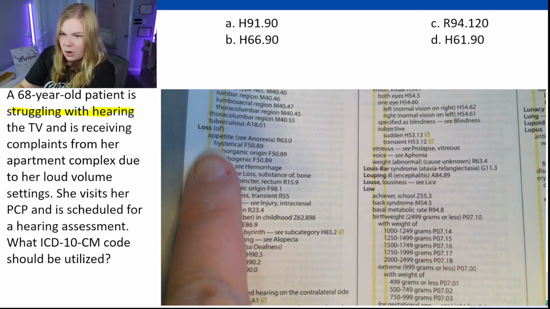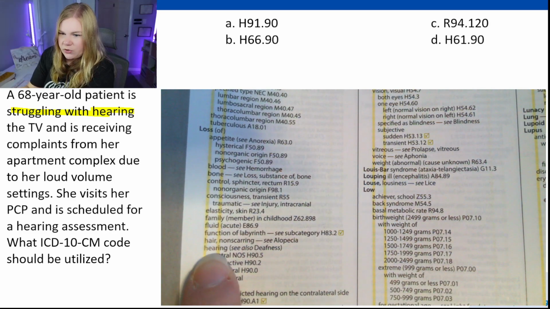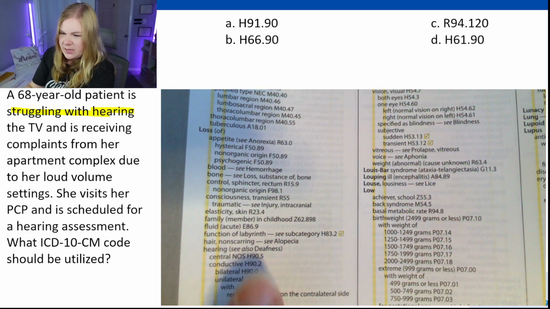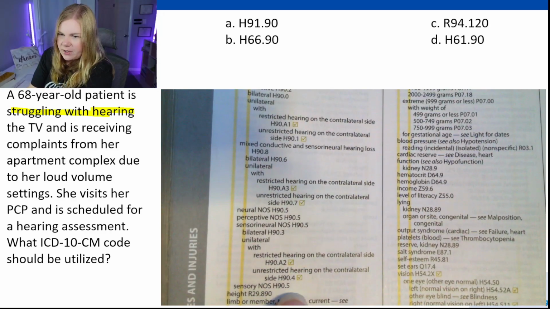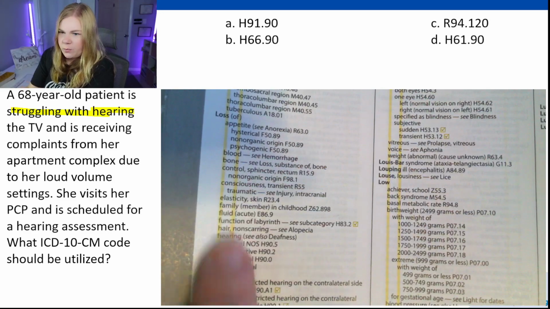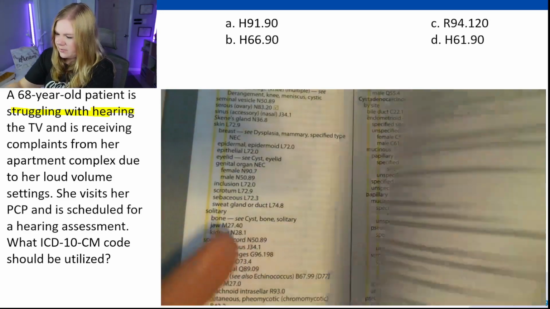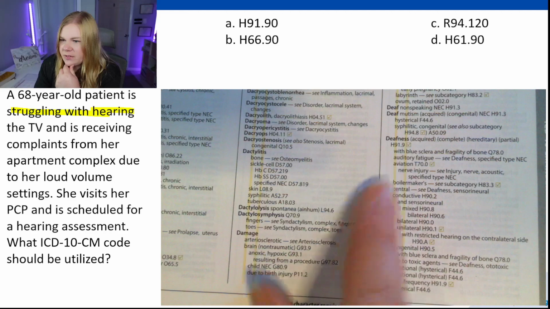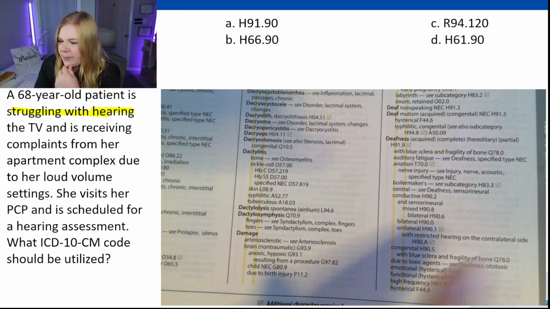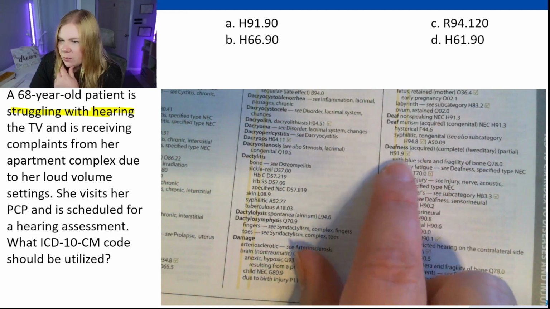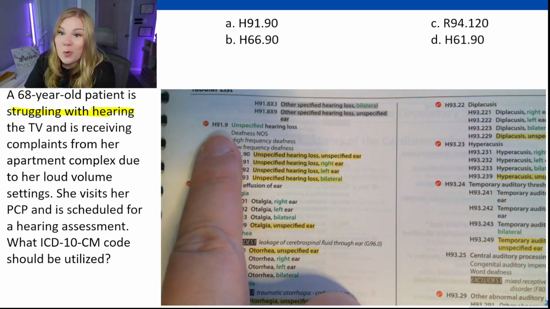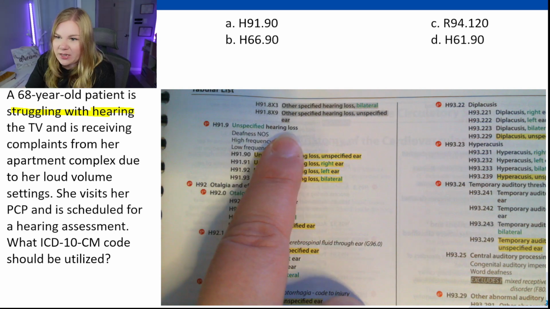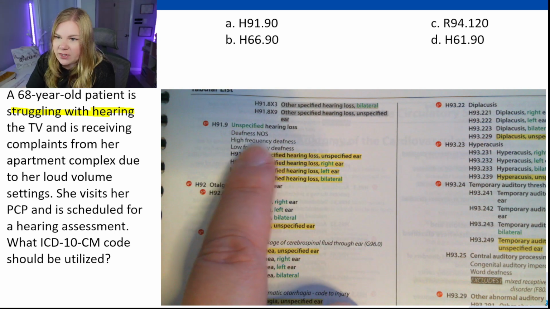So under loss and then our indentation hearing, it says see also deafness. It actually doesn't give us any kind of good unspecified code. So we're just going to go with what it says here, see also deafness. I scrolled through deafness and it doesn't have anything on here either about an unspecified code. So we're going to look under H91.9 and see what it says. So here under H91.9, it says unspecified hearing loss, deafness, not otherwise specified, high frequency, low frequency.